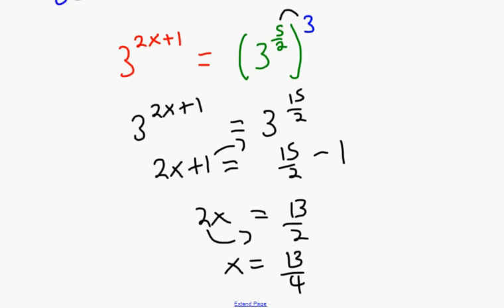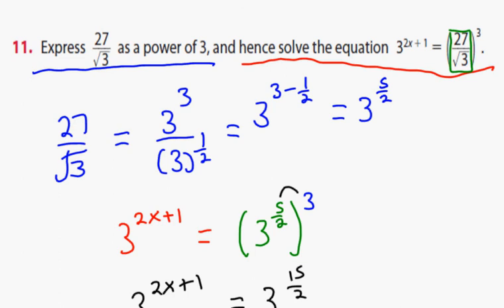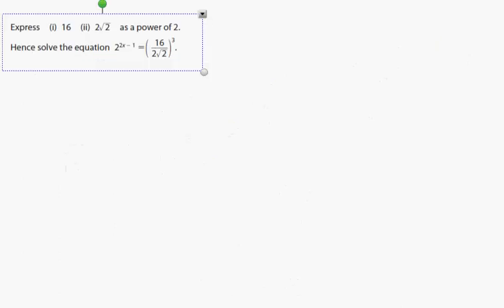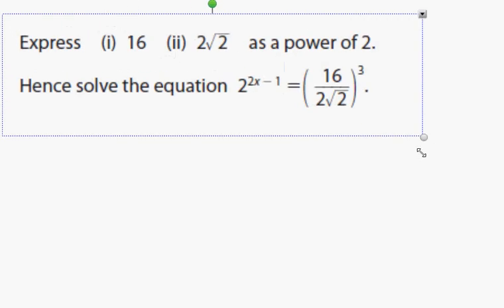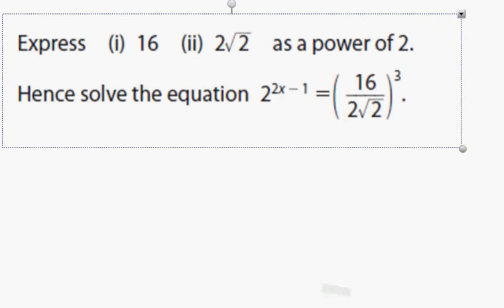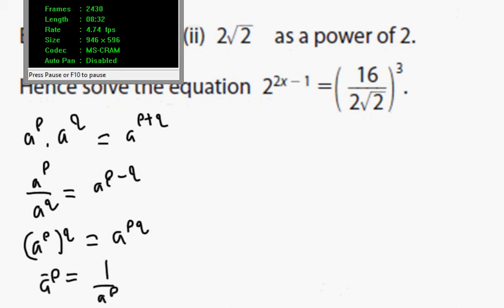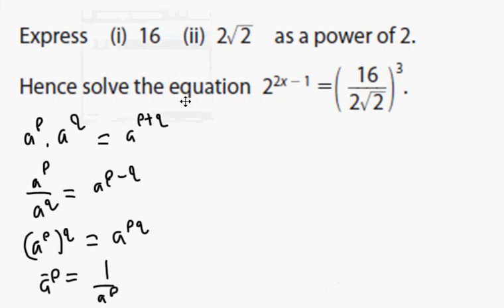Okay guys, it's obviously time for you to try one. The biggest one of them all. The big one. You're on your own. Give you surds, okay? Express them as powers of 2.